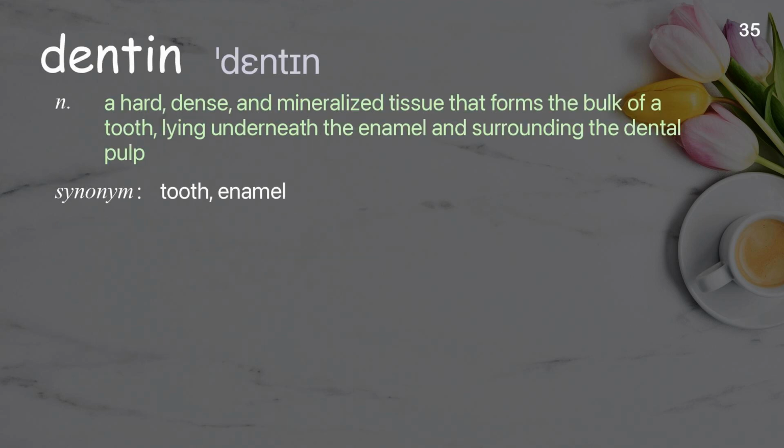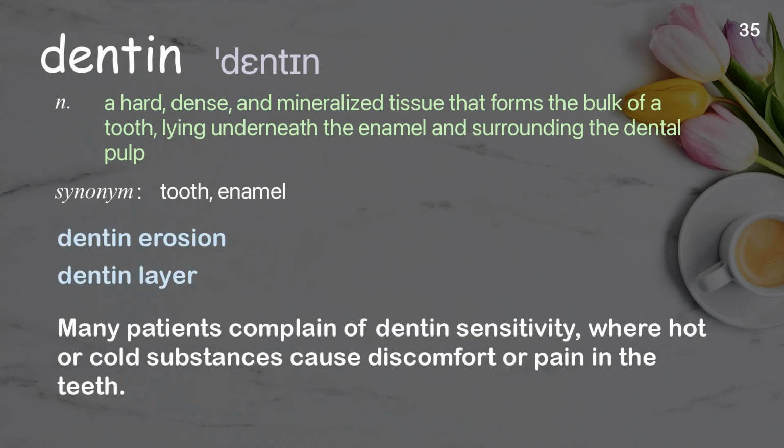Dentin. A hard, dense, and mineralized tissue that forms the bulk of a tooth, lying underneath the enamel and surrounding the dental pulp. Examples: Dentin erosion. Dentin layer. Many patients complain of dentin sensitivity, where hot or cold substances cause discomfort or pain in the teeth.